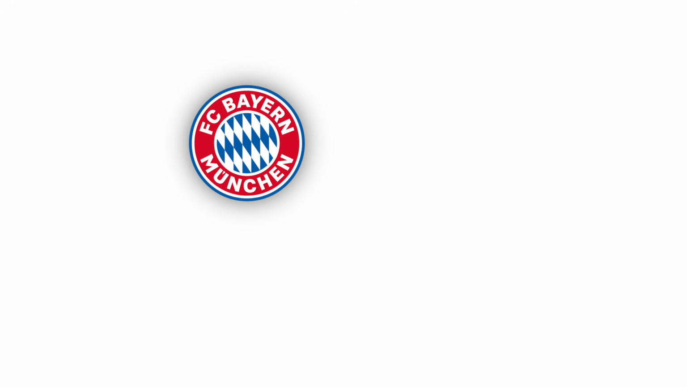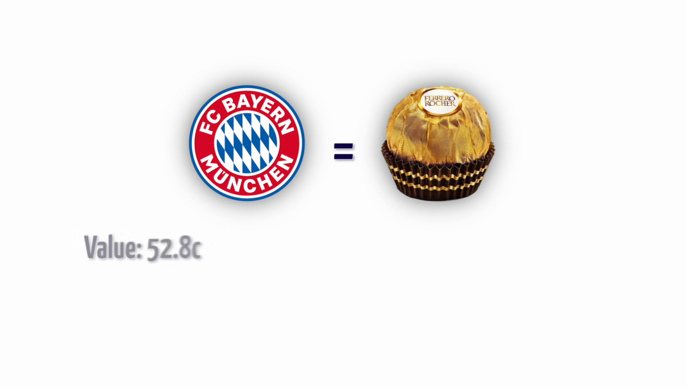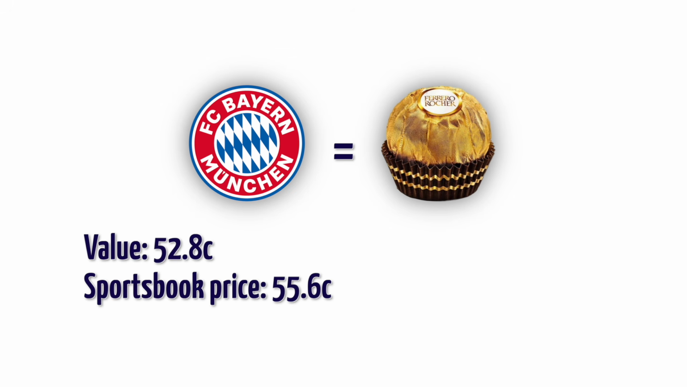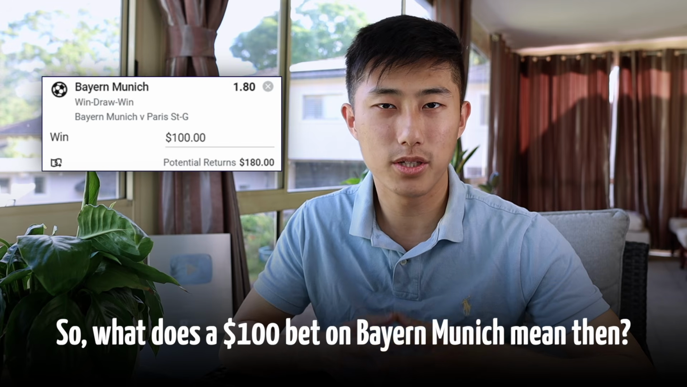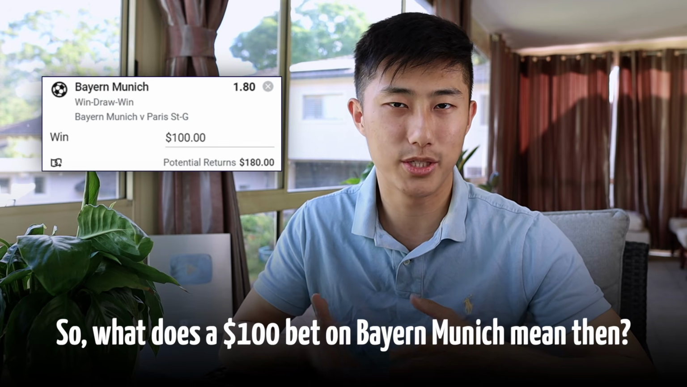We can think of the bet on Bayern Munich as the equivalent to that golden Ferrero Rocher. It is worth 52.8 cents, but the sportsbook or bookmaker is selling it to us for 55.6 cents, and that 2.8 cent difference is their margin or profit. So then what does a $100 bet on Bayern Munich actually mean?